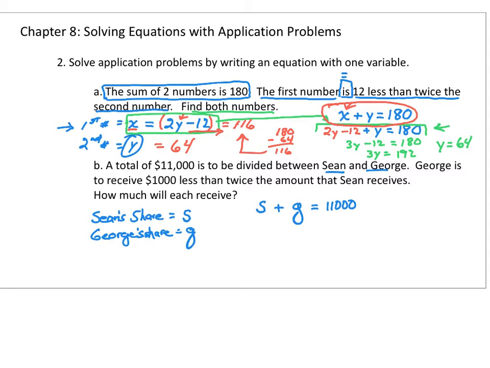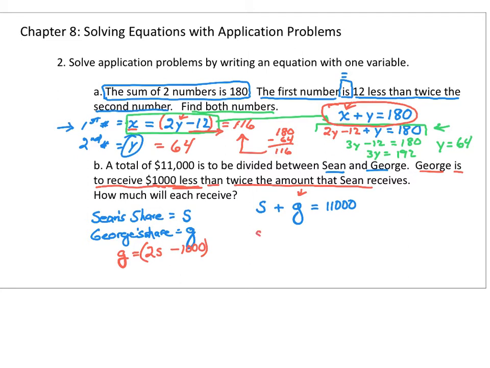Okay, now let's see. George is to receive, okay, so it's telling us about George. So George is to receive $1,000 less. So we're going to subtract 1,000 from something. Then twice the amount that Sean receives. $1,000 less than twice the amount Sean receives. So that's going to be 2S. Twice the amount Sean receives minus 1,000. That's $1,000 less than twice the amount Sean receives. So this, we're going to put in place of the G in our equation over here.